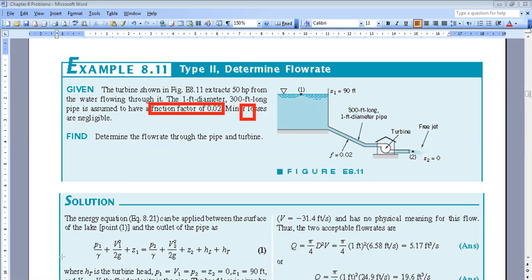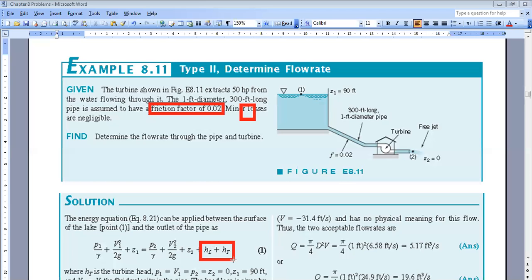So the energy equation for this system between 1 and 2 is P1 over gamma plus V1 squared over 2g plus Z1 equals P2 over gamma plus V2 squared over 2g plus Z2, but we should add two things now. Since we have a turbine, we should add H_T, which corresponds to the turbine head, and we should add H_L, which represents the losses head.